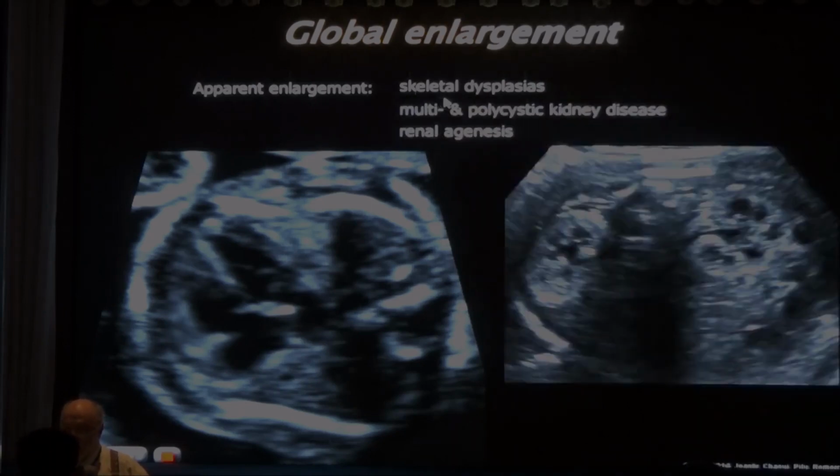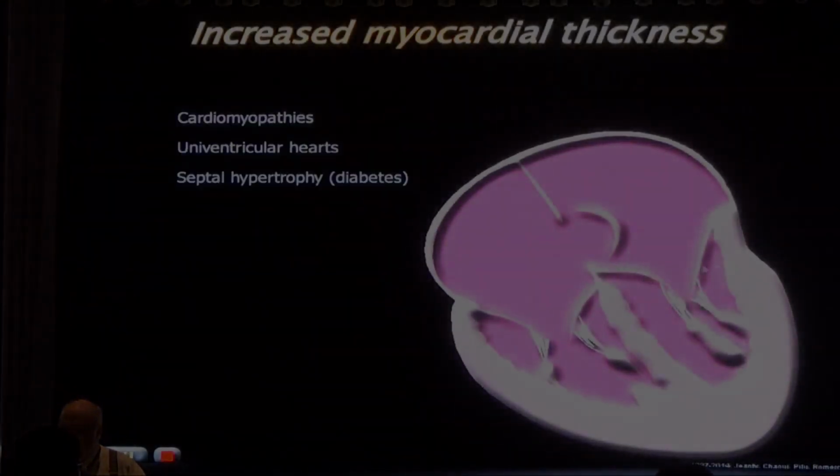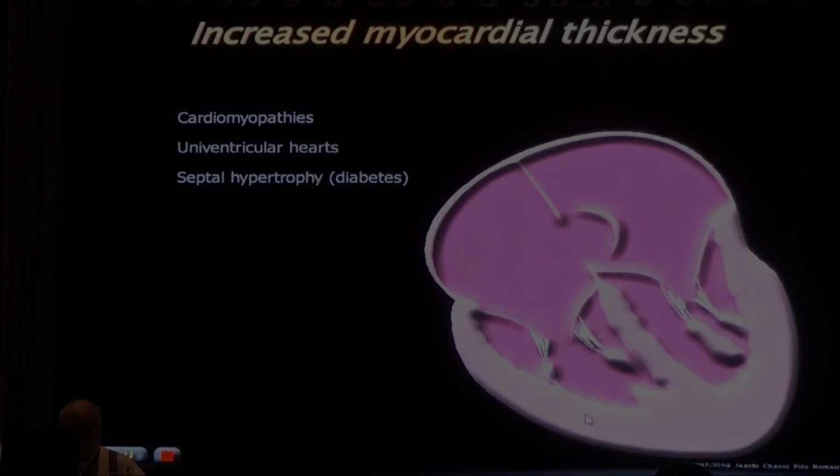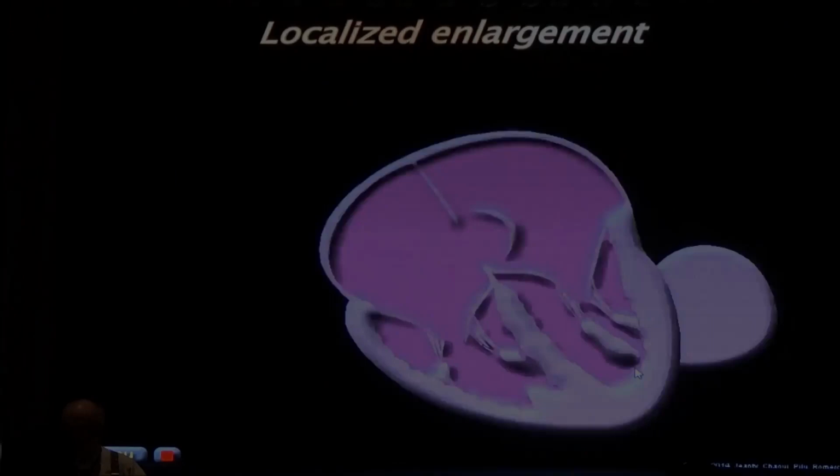birth. And something similar happens also in renal agenesis, and sometimes in some of the cystic kidney disease, in which the oligohydramnios compresses the chest, and the heart looks too big compared to the size of the chest. You can have an increased myocardial thickness in the cardiomyopathy. I'll show you one in just a second. In the univentricular heart, remember my first hypoplastic left heart syndrome that had only 2 chambers, and in the septal hypertrophy of diabetic mothers that have poor control.